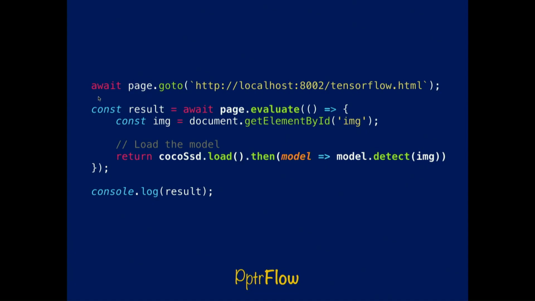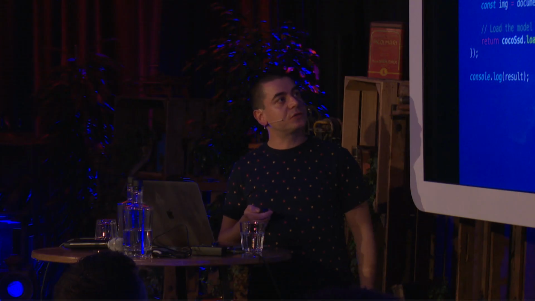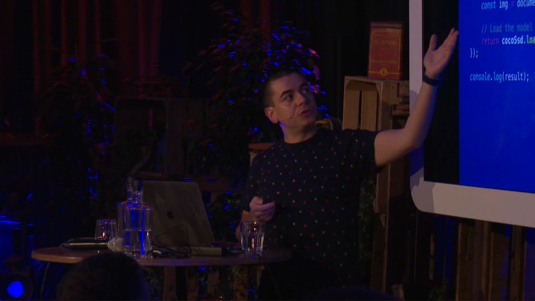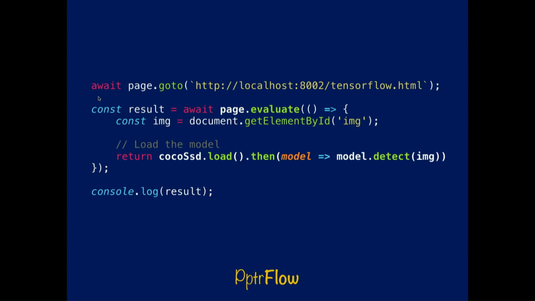Next example, the code of that. Again, without too much effort, a couple of lines of code. You get the image, and over the image, you run in the page context Coco SSD, which is our model, and then over the model, you detect the image.